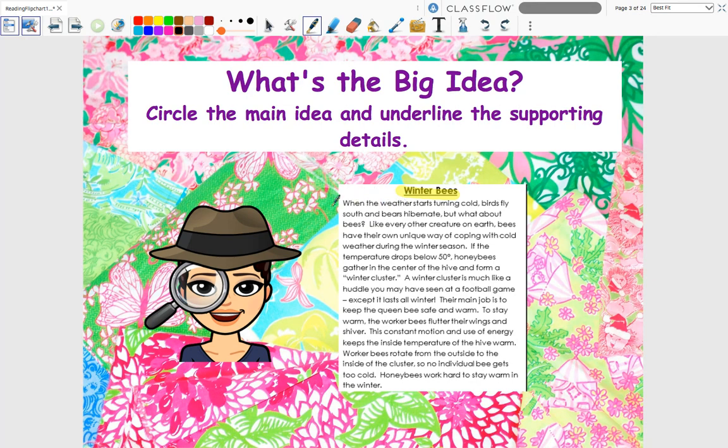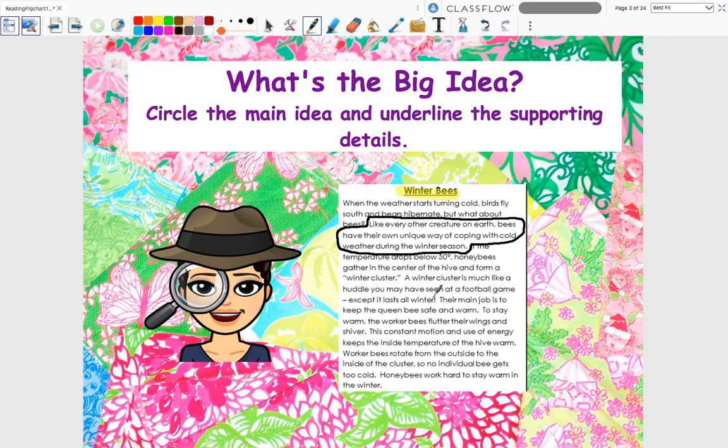Do you see a main idea sentence maybe towards the beginning or the end that kind of hits home here about our main idea? I see right here, like every other creature on Earth, the bees have their own unique way of coping with cold weather during the winter season. So I'm going to circle that sentence right here. Okay.